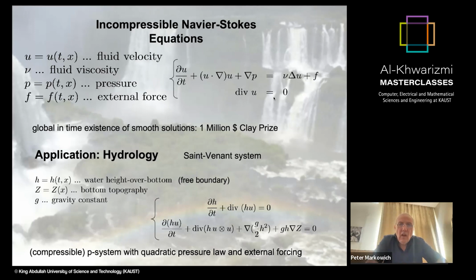Okay, so a classical application for this is in hydrology, when you reduce the Navier-Stokes equation to the so-called Saint-Venant system, which is then able of modeling the motion of rivers. And the basic variable that is in the game here is this function h, which you can think of as the water height over the bottom. The boundary of the fluid is of course a free boundary here. And the Saint-Venant system essentially has the shape of a compressible p-system with quadratic pressure law and external forcing. That's actually very interesting, although it models an incompressible phenomenon.